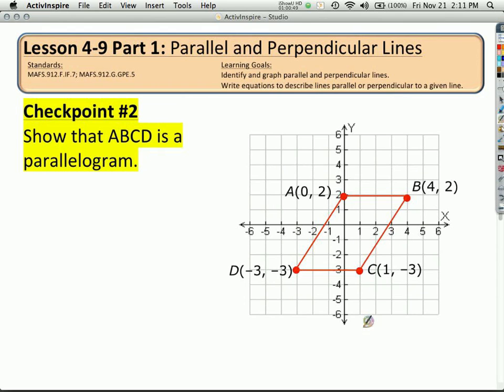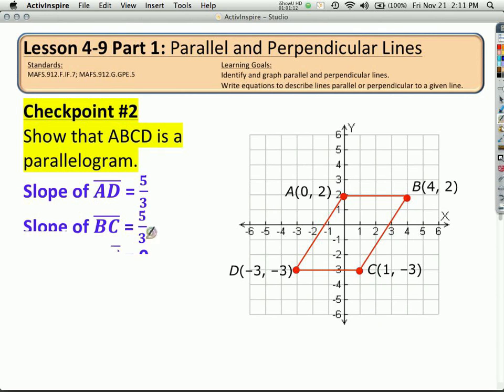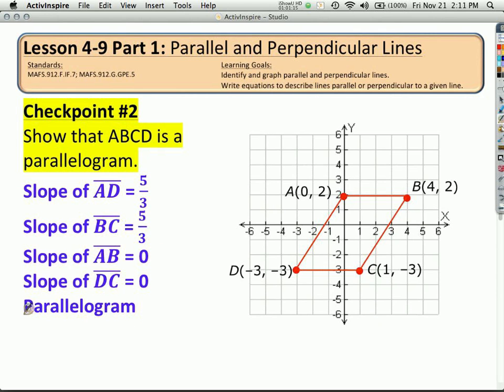Okay? So give me a thumbs up if you were able to prove that it's a parallelogram. Thumbs up if you were able to prove it. Okay, some people weren't able to prove it, but some people were. Michael, what is the slope of segment AD? So, you should have gotten a slope of 5 over 3, 5 over 3, and then a slope, as Amani taught us earlier, of 0, and yes, this is a parallelogram.